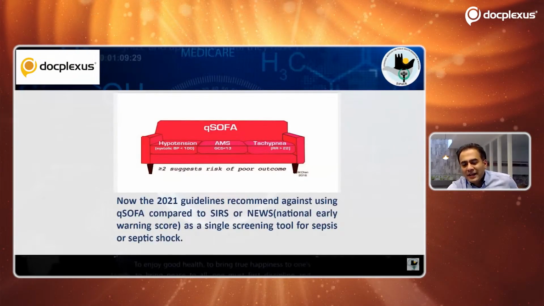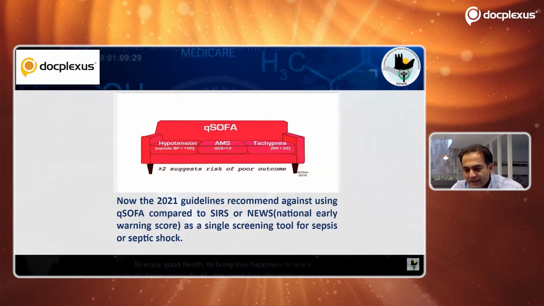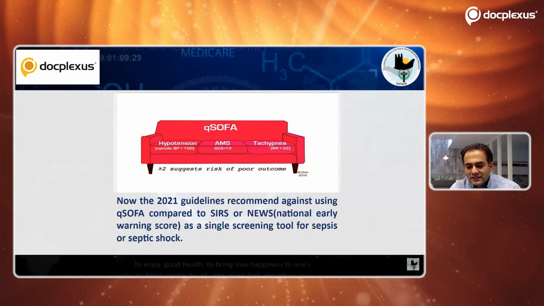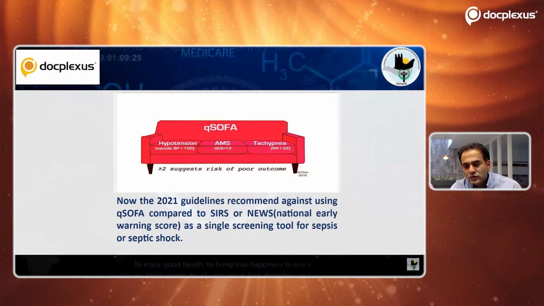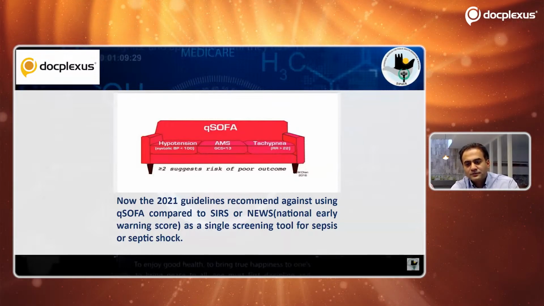It came into vogue in 2016, but the recent guidelines that have come up in 2021 now suggest that you cannot only use quick SOFA. It is not superior to the SIRS that we were initially using, or NEWS, the National Early Warning Score. All the scores have been validated equally. So there was a preference for quick SOFA, but there is no further preference for it. You can use it, but you can use SIRS as well as the NEWS score.